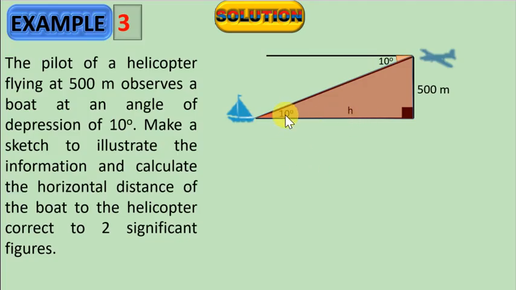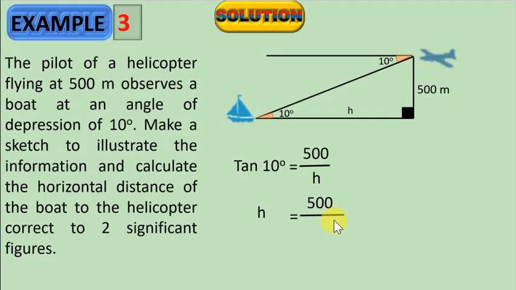Then applying this, we know this. We don't know this, but this is also given. We're now going to have tan 10 degrees equal to 500 divided by the horizontal distance. That's the horizontal distance. Simplifying that, making the unknown the subject, h will be equal to 500 divided by tan 10 degrees.